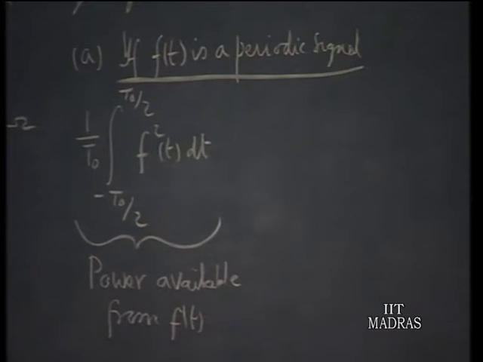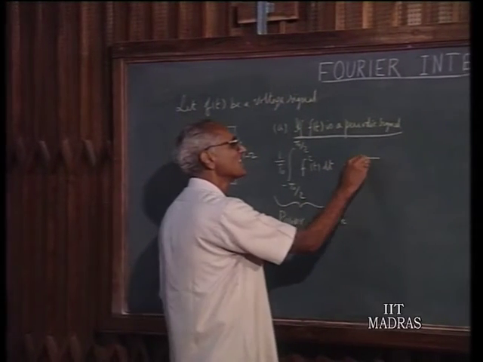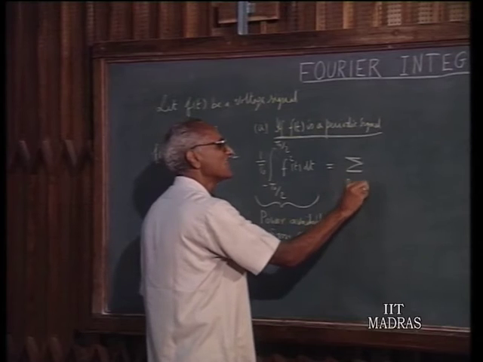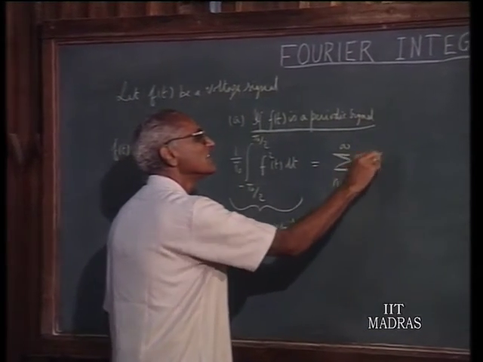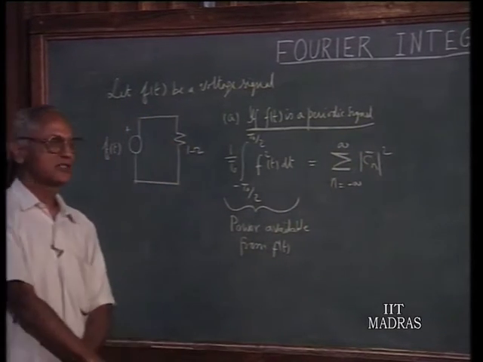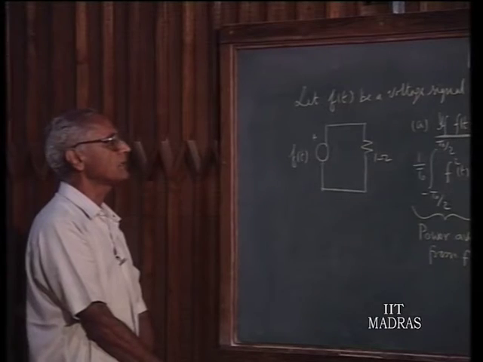And this is a periodic signal, and we saw that this quantity, the power available from the signal, can also be obtained from the Fourier coefficients as the sum over n from minus infinity to plus infinity of C n magnitude square. This is a relation which we have already discussed when we talked about the Fourier series expansion of a periodic signal. Now, what we would like to see is how this concept can be extended in the case of an f of t which is not periodic.